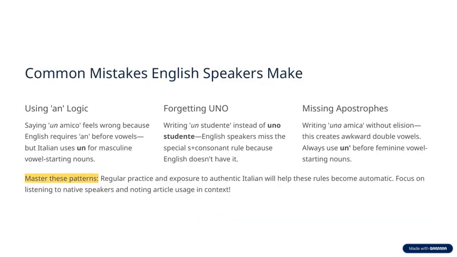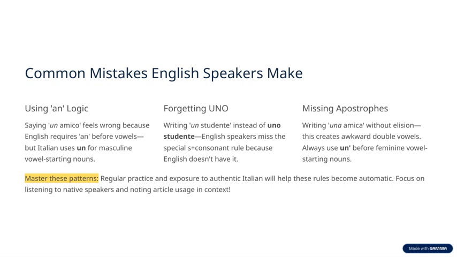Now, let's talk about some common mistakes English speakers often make when learning Italian. One of the most frequent errors is using English logic. For example, saying un amico might feel wrong to you because in English, we need an before vowels. But in Italian, for masculine nouns starting with a vowel, we actually use un. So it's important to remember that un is used for masculine words, regardless of whether they start with a vowel or a consonant. Another mistake is forgetting uno.